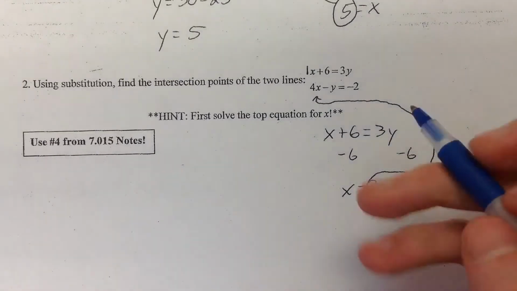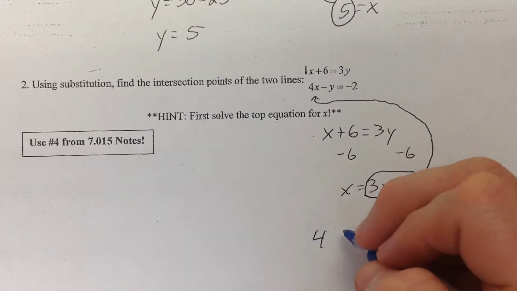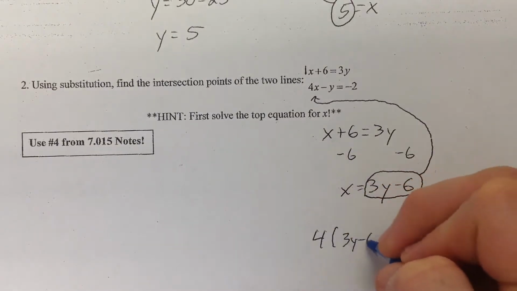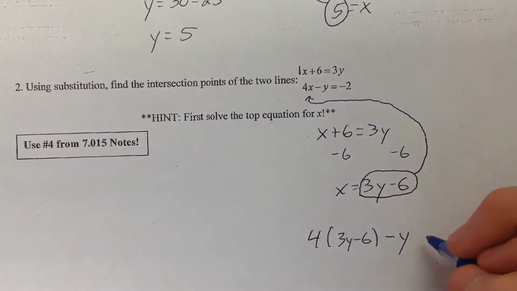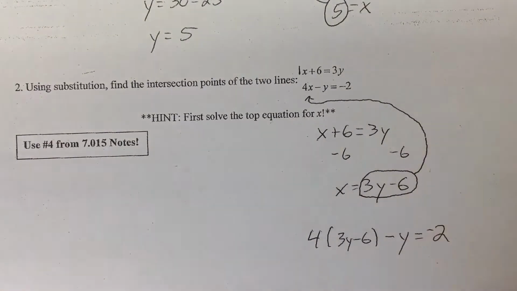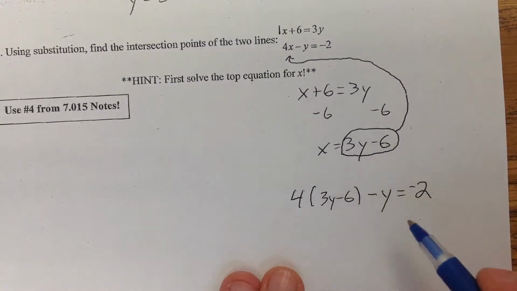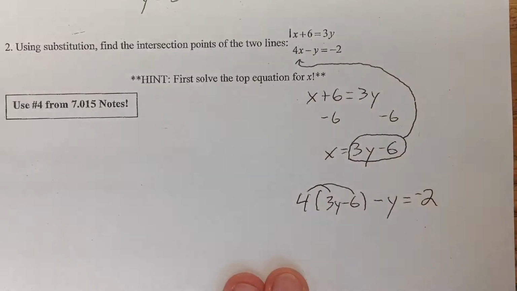So when we write that, it's going to be 4, and then because we're plugging in more than one thing, it's important to remember the parentheses. 3y minus 6 minus y equals negative 2. All right? Now we have an equation that we have to solve. So we're going to start by distributing.